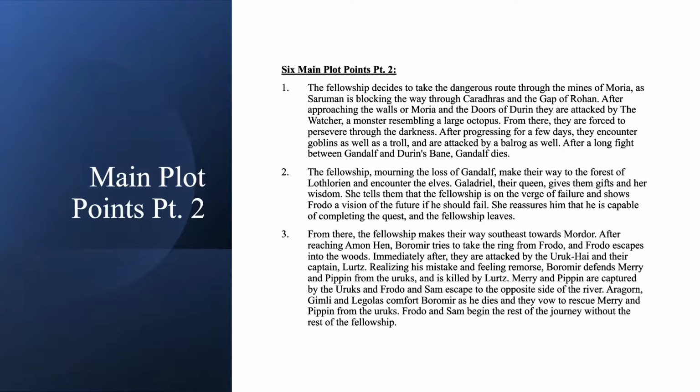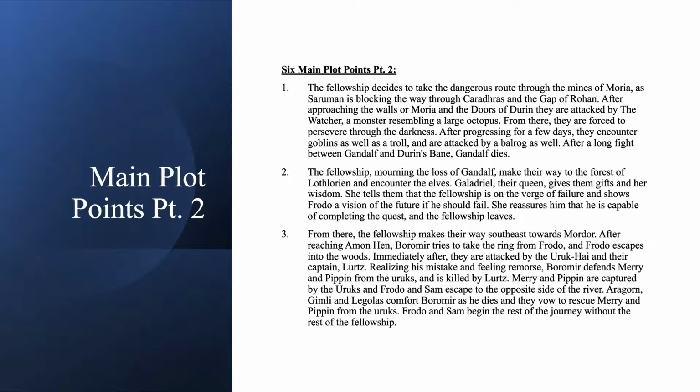They make their way to Lorien, which is the fifth point in the plot. After they reach Lorien, they encounter Galadriel, the queen of the elves, and she consoles them and gives them wisdom and information about what they should do next. And of course, she also gives them gifts, and even though they're emotionally and physically battered, they leave and make their way towards Amon Hen, which is another point.